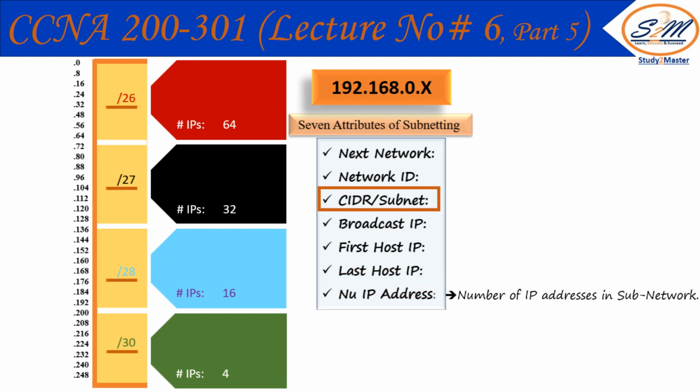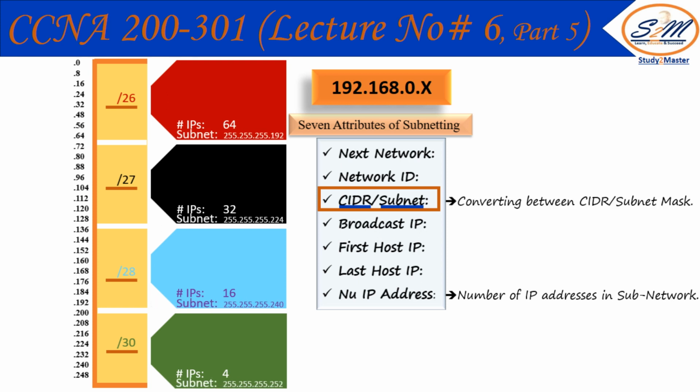What is CIDR or subnet mask? So here, /26, /27, /28, /30. These are called CIDR. CIDR means classless inter-domain routing. These two parts are used to identify the size of the subnet.